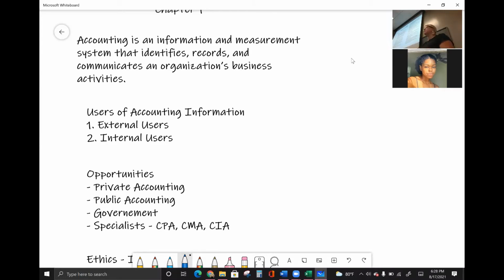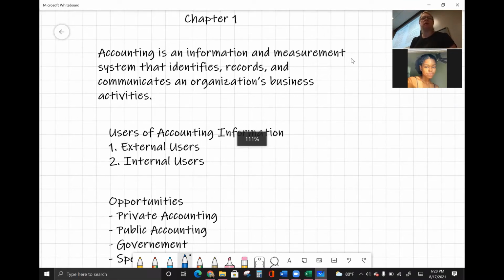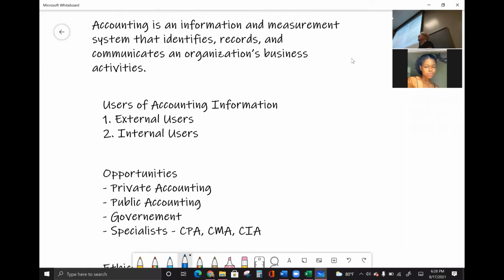So what is accounting? Accounting is an information and measurement system that identifies, records, and communicates an organization's business activities. So when you're evaluating a business, there could be many reasons why. It could be that you're looking to invest in that business. It could be that you are looking to get a loan. It could be that you're trying to decide if you're going to expand and spend money on capital. And so you want to make sure that the information you're putting into the system is going to pull to a snapshot, which is called financial statements.